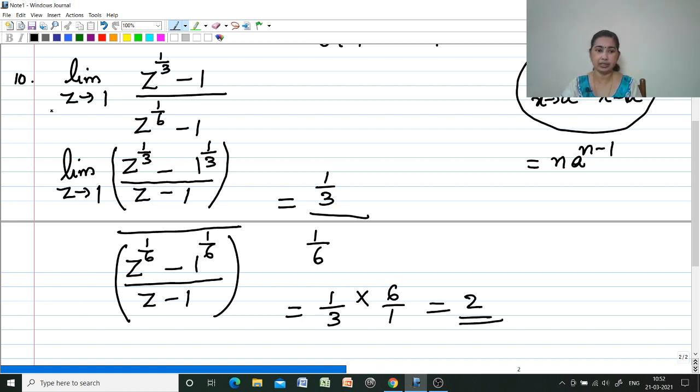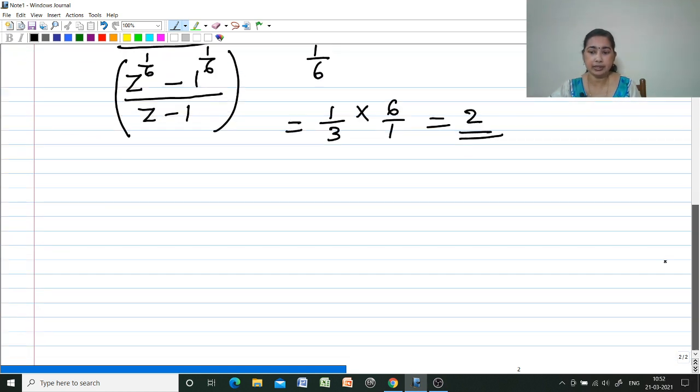So limit z tends to 1, (z raised to 1 by 3 minus 1) by (z raised to 1 by 6 minus 1) is equal to 2. Okay. Now question number 11.